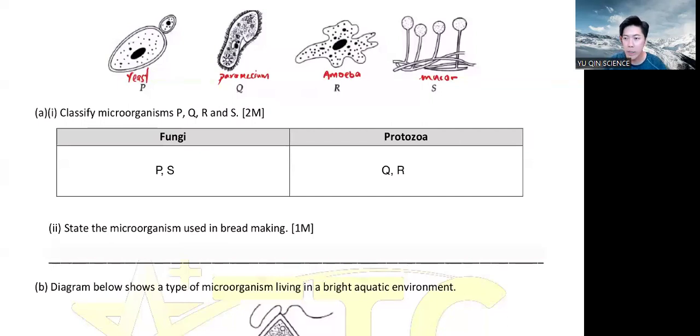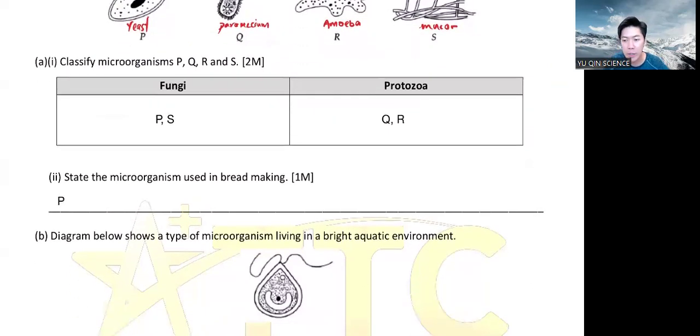Next, state the microorganism that is used in bread making. Very easy, everyone knows. It's yeast, which is P. You can write the alphabet P, you can write the spelling also.